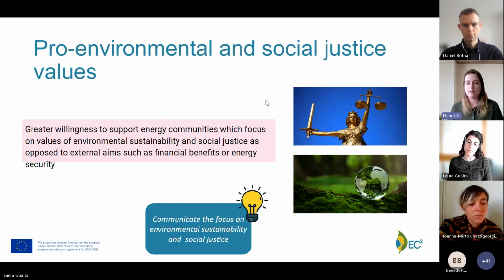And this is quite consistent with other psychological research on energy communities, that it's a sort of misperception that financial motives are the only motives that people have to become involved, and that actually these pro-environmental and social aspects of energy communities seem to be playing a key role for motivating people.